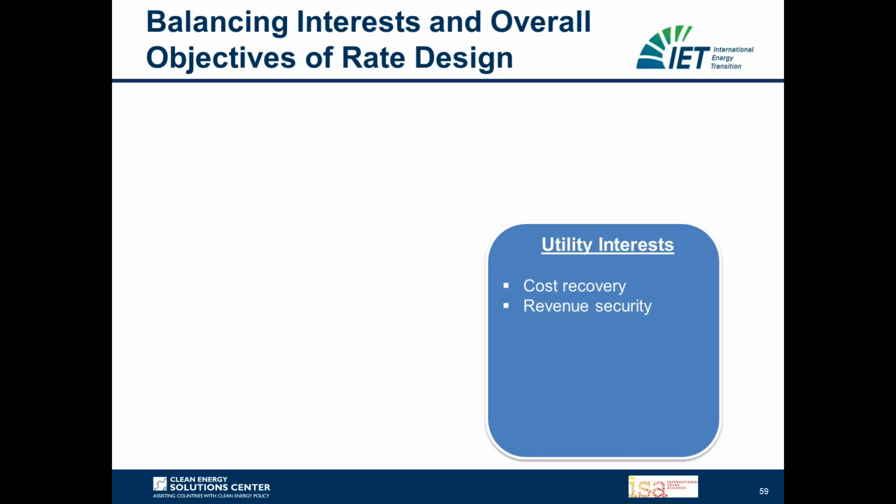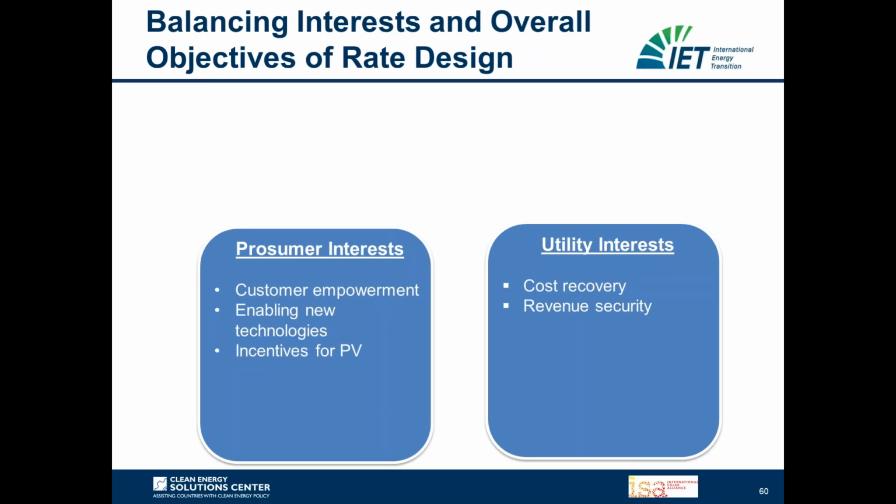for more certain cost recovery and revenue security. So they will probably come to you and argue for more fixed charges and more demand charges, because this will allow them to refinance their system. And then you have the prosumers, the PV generators that come to you and they say, but we need to have incentives for solar PV on our rooftops. We need to have customer empowerment and also incentives for enabling new technologies in the system.